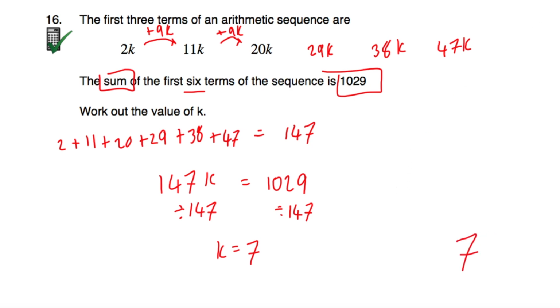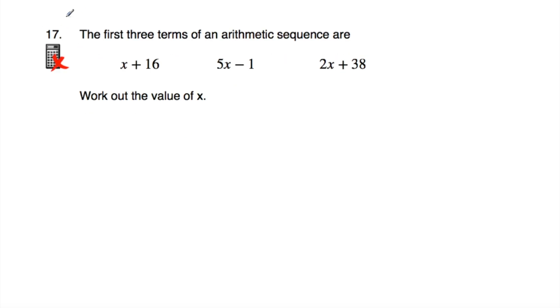Okay, let's look at our last question, question number 17. Question number 17 says the first 3 terms of an arithmetic sequence are x plus 16, 5x minus 1, and 2x plus 38. And we've been asked to work out the value of x. Now if we have a look at these terms, we've got x plus 16, 5x minus 1 and 2x plus 38. In terms of the x's, it goes x and 5x and 2x.